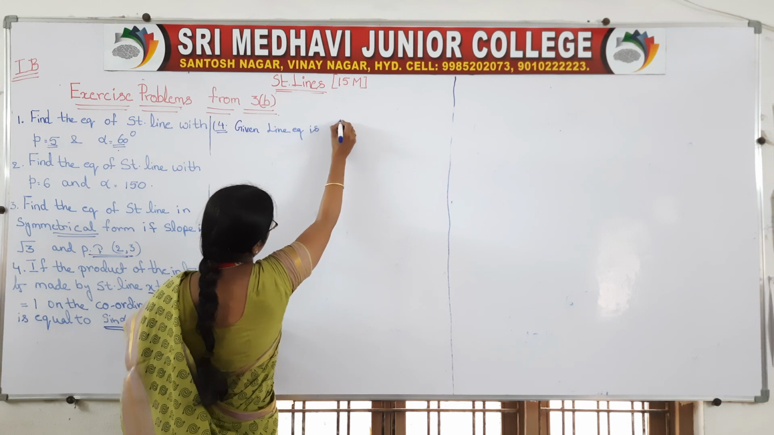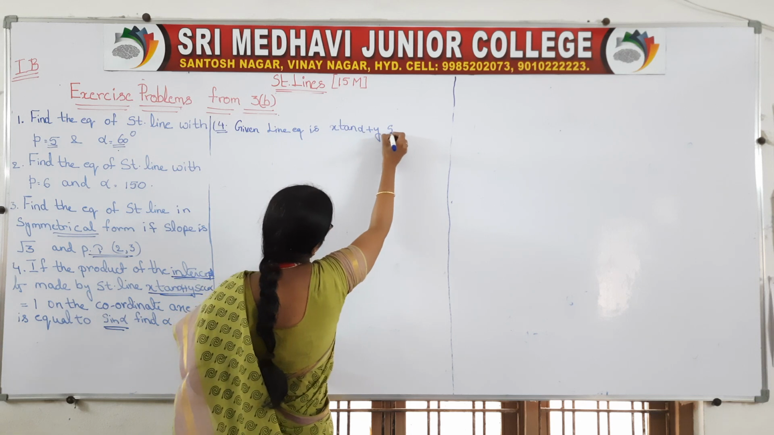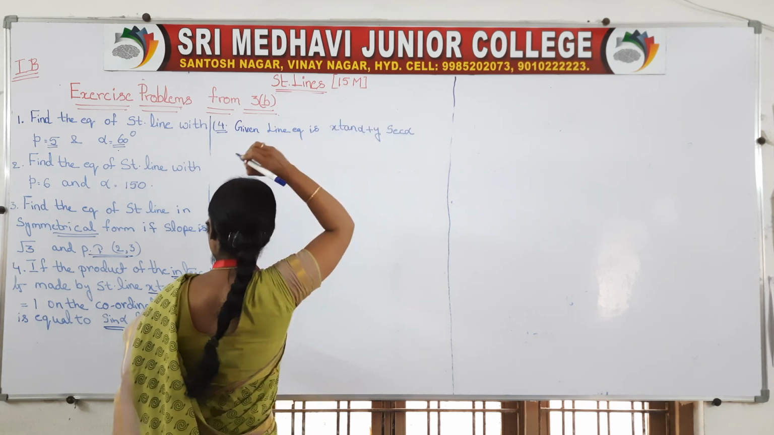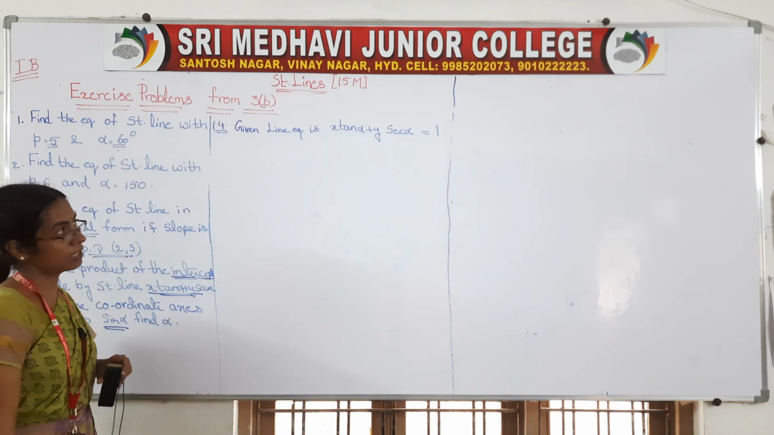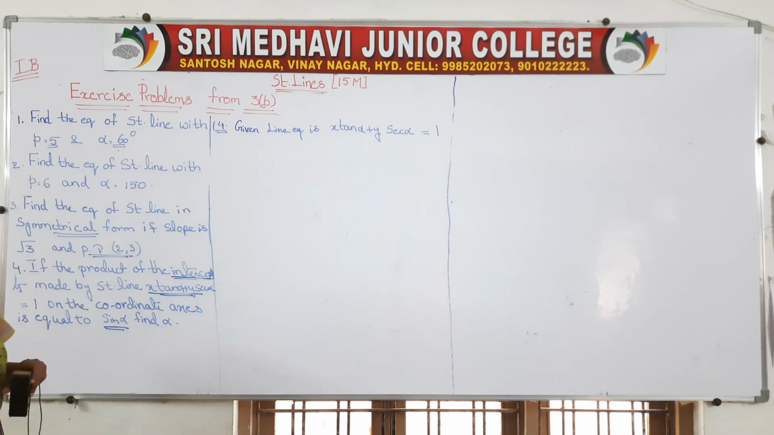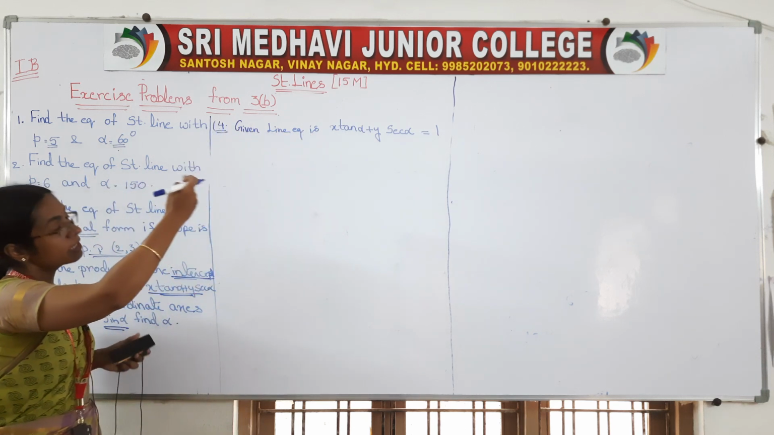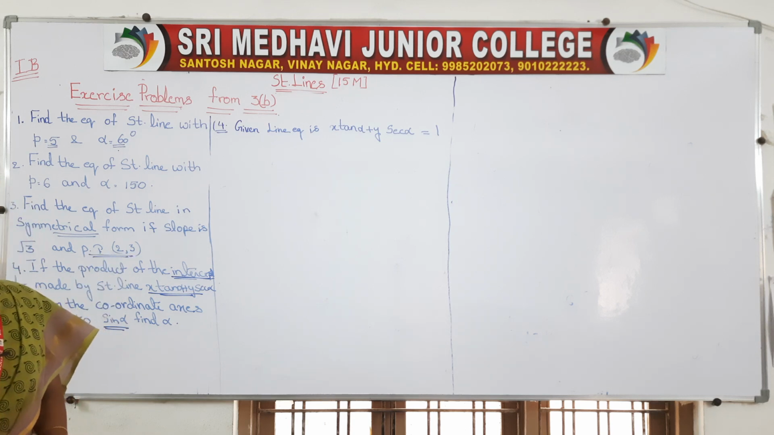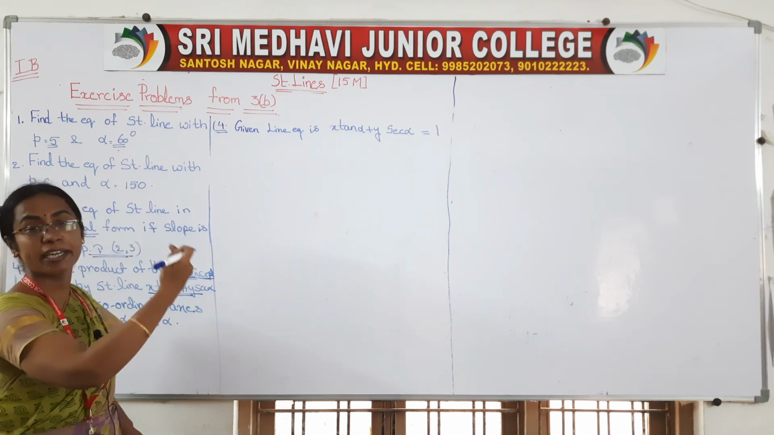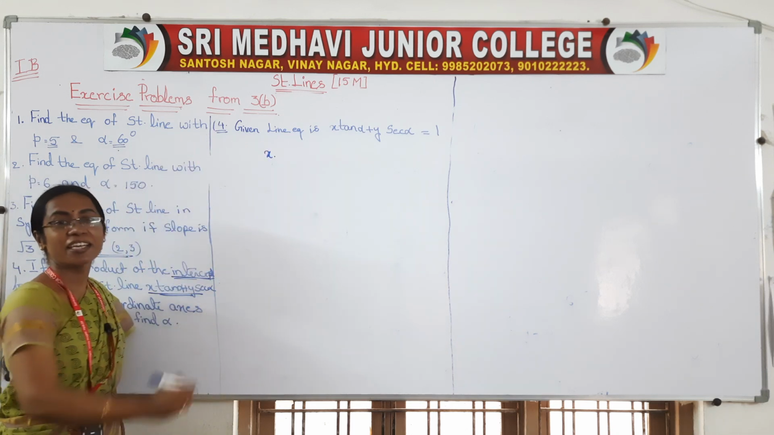Given line equation is x tan alpha plus y secant alpha is equal to 1. This is the line equation. So it is given that the product of the intercepts made by this line. So if it is in intercept form, we will know the intercepts and we will multiply. Product means multiplication, but it is not in intercept form. So can we write this equation in intercept form? So we will try to write this line equation in intercept form.